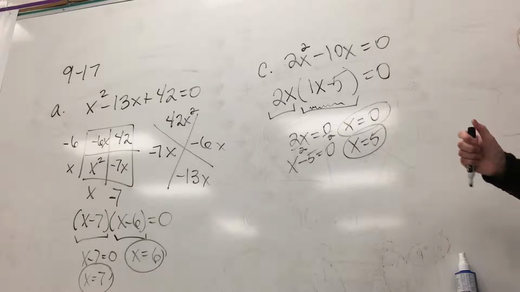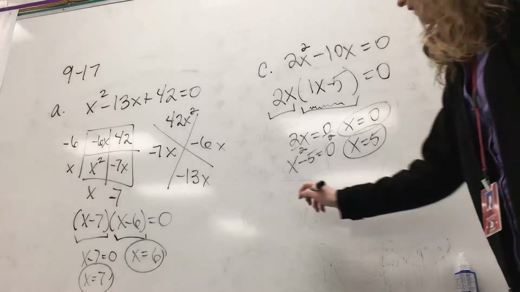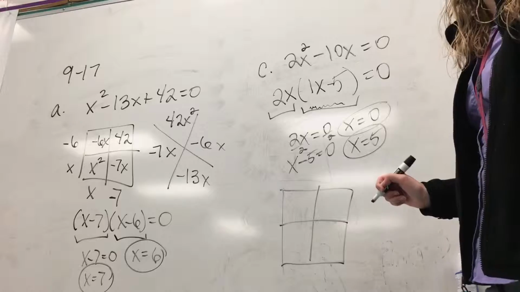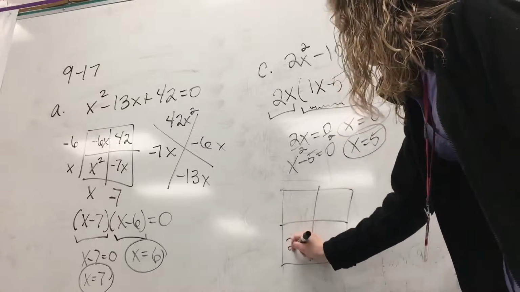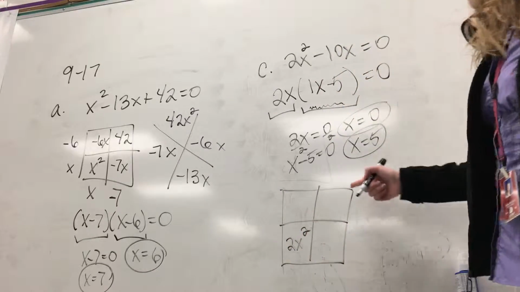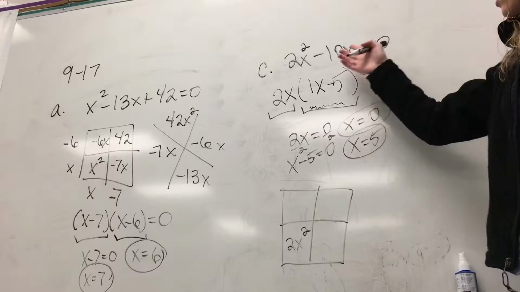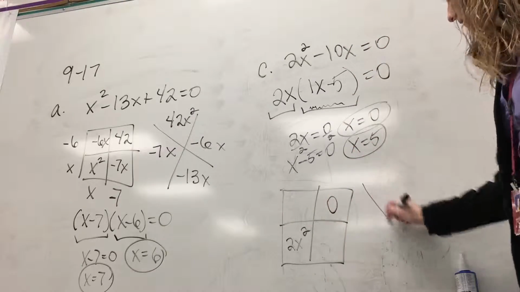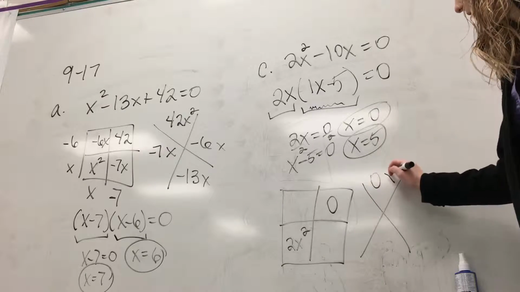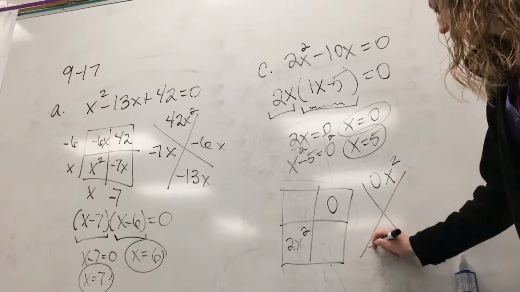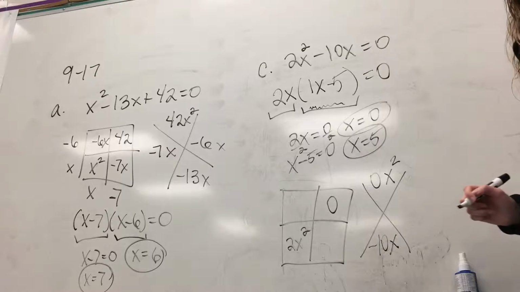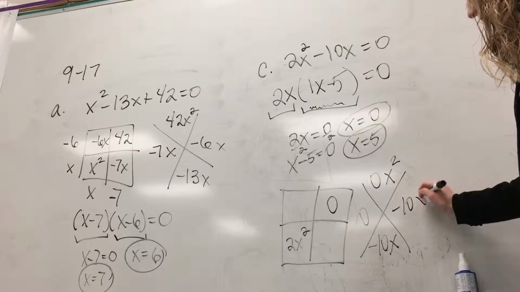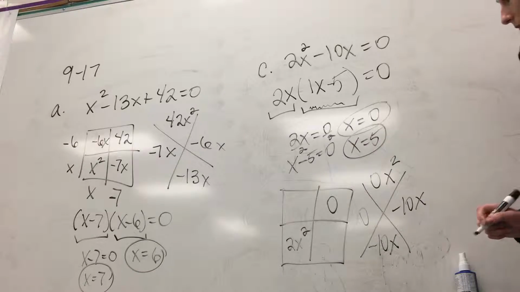You could do this with the generic rectangle. I'll show you how you would set that up if you didn't factor something out first. I put the 2x squared down here, and my constant term, the number with no x's, goes up here. So I'd have a 0. I multiply it, and I have a 0x squared up here. Middle number is minus 10x. Things that multiply to 0 and 10 add to negative 10. Just 0, and 10 is the other number.